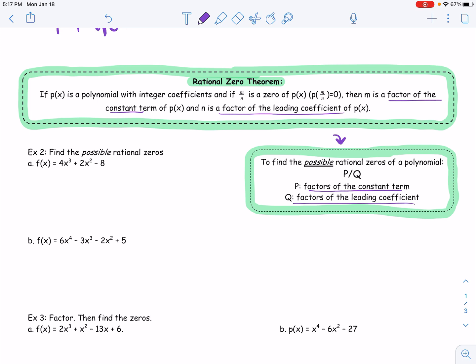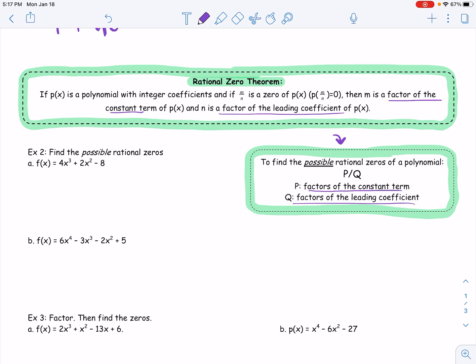So one really, really important word in this box is possible. Notice it's italicized and underlined. To find the possible rational zeros of a polynomial, we're going to take the factors of the constant term and put it over the factors of the leading coefficient. So that means we could end up with some fractions, but that's okay. Possible means it could work, but it could not work.